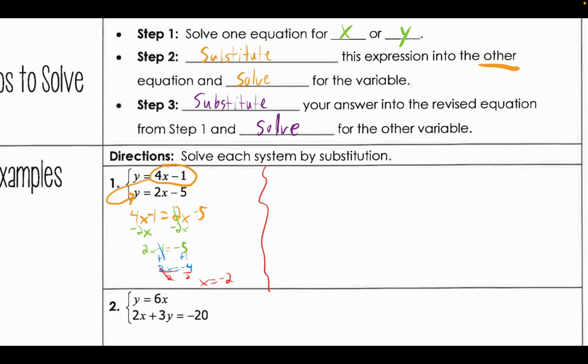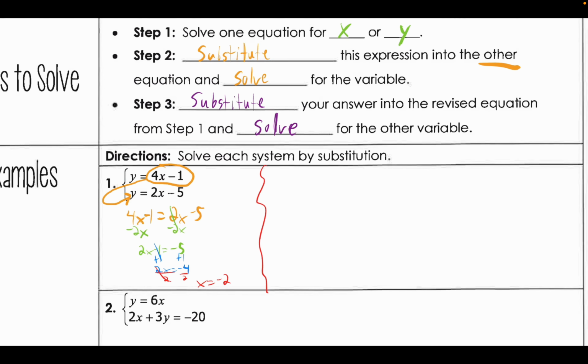For step 3, we substitute the answer we got, which is x equals negative 2, into the revised equation from step 1, but we didn't have to do step 1, and truly you can do any equation. So we could substitute x equals negative 2 into either of these original two equations, whichever one you think might be easier to work with for you. I'm just going to go ahead and pick the bottom equation here, just because why not, I suppose.